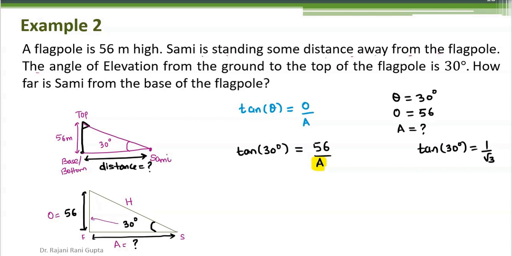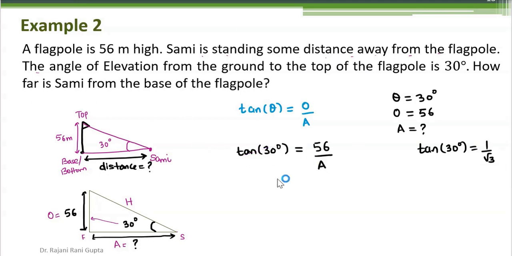Before substituting here, let's first simplify this. Since A is in the denominator and you need it in the numerator, multiply both sides by A. So this A and A get cancelled. Then since you need A only, you divide both sides by tan of 30. Cancelling this gives you the value of A as 56 over tan of 30. If this method looks confusing, let's use another way.